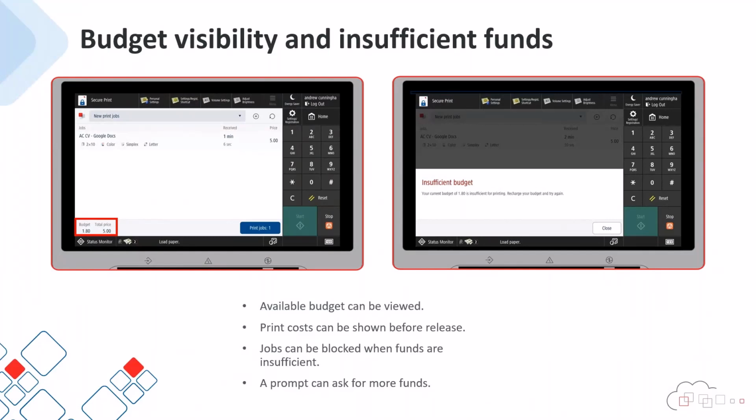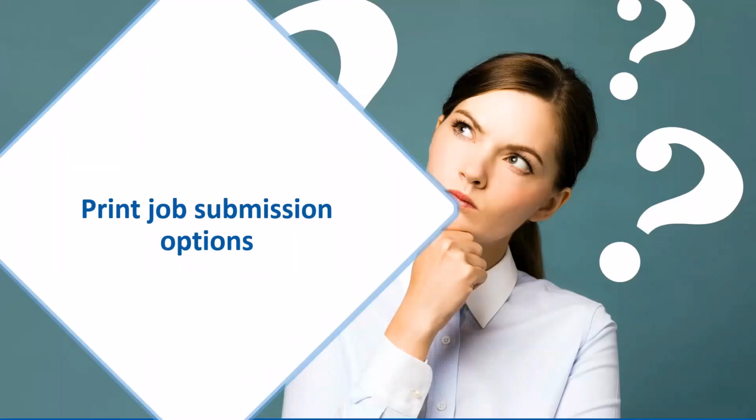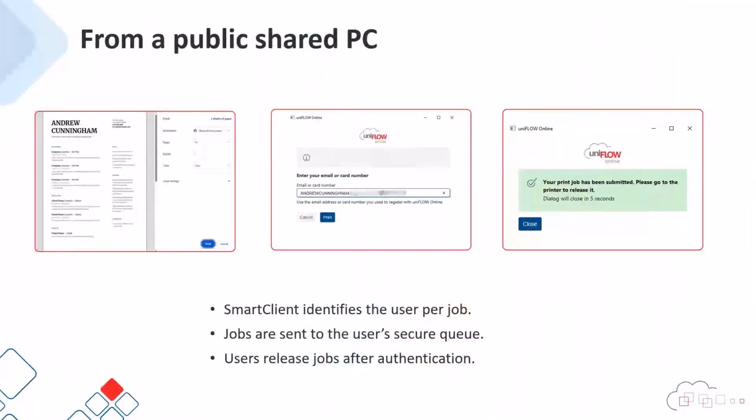So this actually helps the library avoid any unclear or unpaid usage. So once funding is covered, the next area is job submission. The first option is printing from the public shared PC, which is common in most library environments.